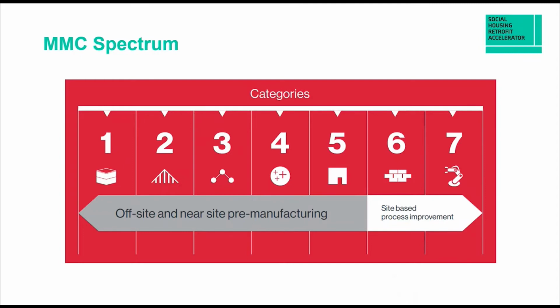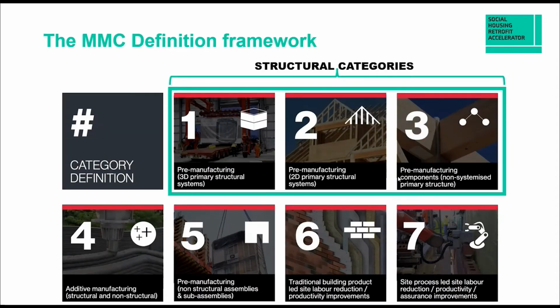It's a spectrum, where category 1 refers to buildings which are almost completely constructed off-site, through to categories 6 and 7, which involve site-based process improvement measures. The next part of this session will involve understanding more about these different categories, definitions 1 through to 7, and how they could be applied to the retrofit sector. And then following this, I'll give you some specific examples of panel manufacturers and how they're able to respond to various archetypes.